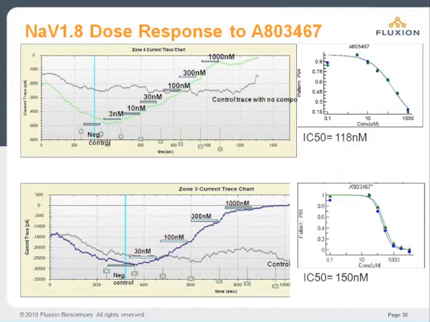Shown in the upper panel is one ensemble, the light green trace, that was exposed to an escalating concentration series from 3 nanomolar to 1 micromolar. The gray trace is a negative control ensemble. In the lower panel is a shorter experiment where the range tested was from 30 nanomolar to 1 micromolar. The concentration response curves are shown on the right with calculated IC50s of 118 and 150 nanomolar respectively.